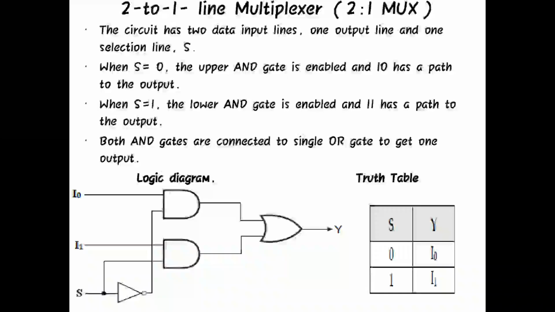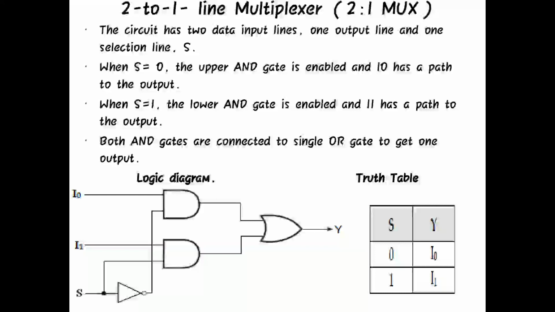First, the 2:1 line multiplexer or 2:1 MUX. As you can see here, a 2:1 multiplexer means we have two data inputs and one output. If I have two data inputs, how many select inputs will there be? One select input. Two data inputs means one select input. So as you can read here, the circuit has two data inputs, one output and one selection line. The selection line is the select input or control signal. It is represented with S.